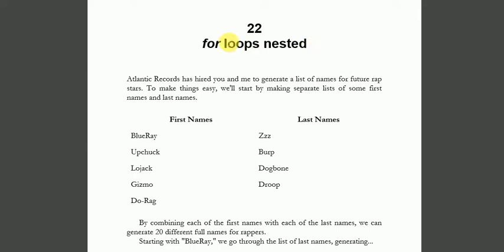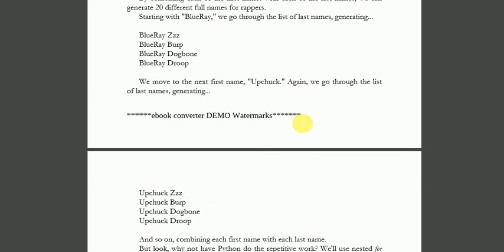Here they are saying, Atlantic Record has hired you and me to generate a list of names for future app stars. So for names we definitely have a first name and a last name. Let's check what they are doing here.